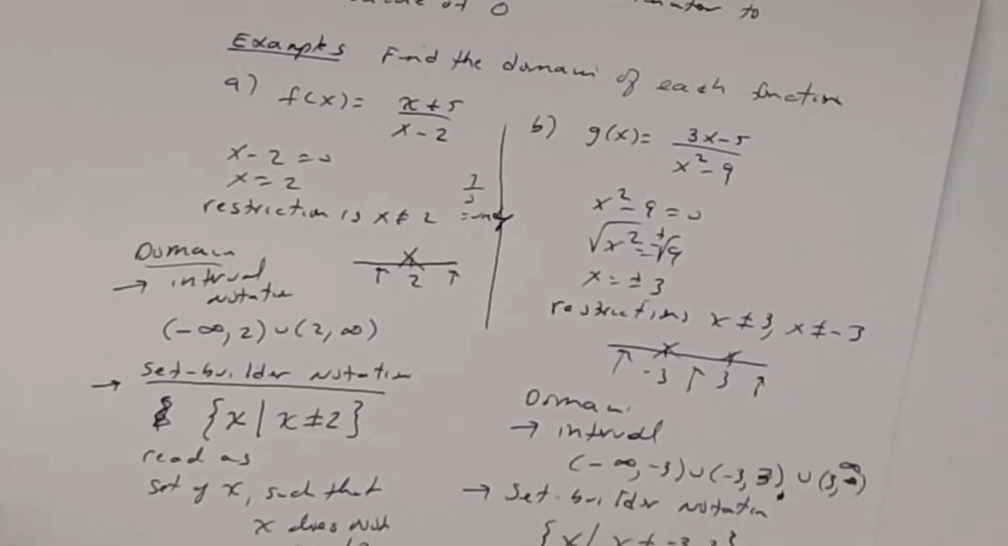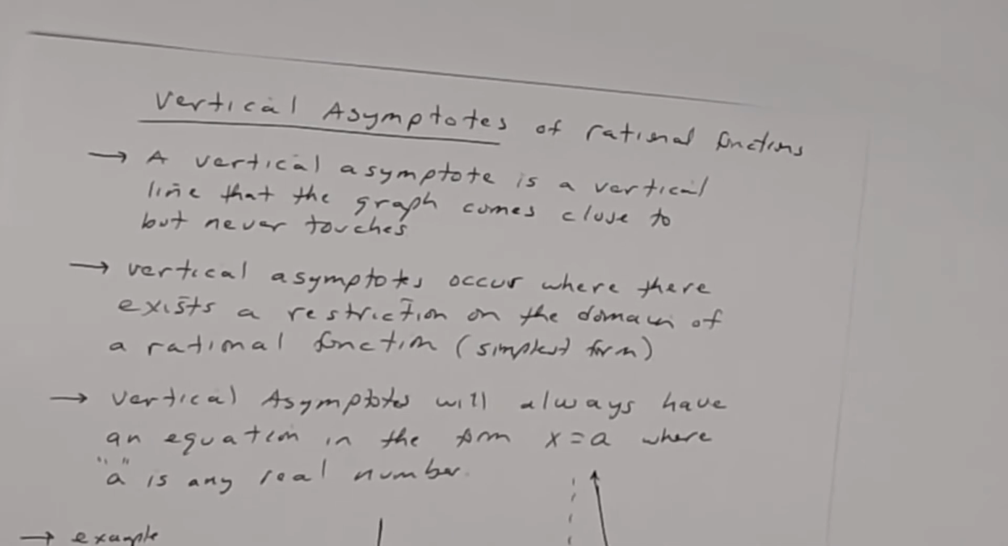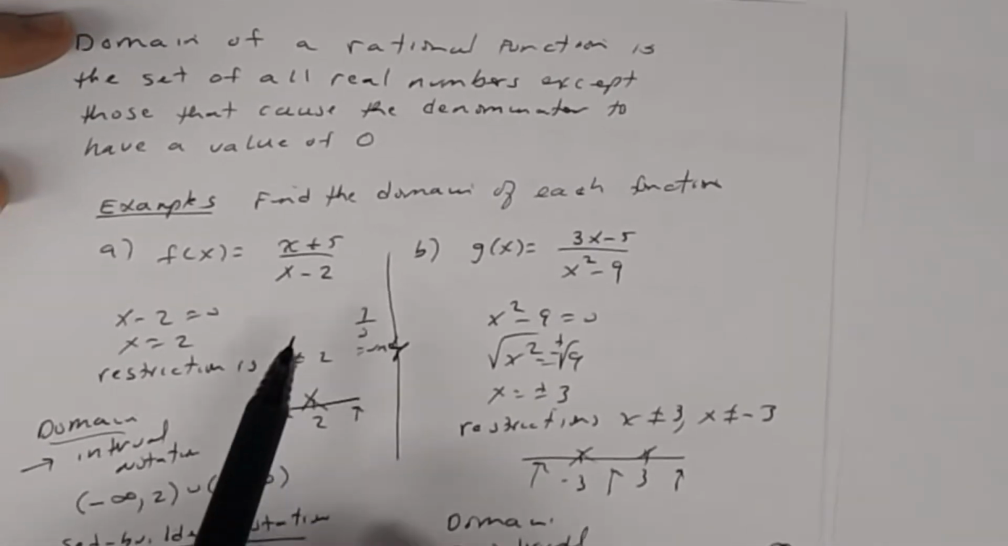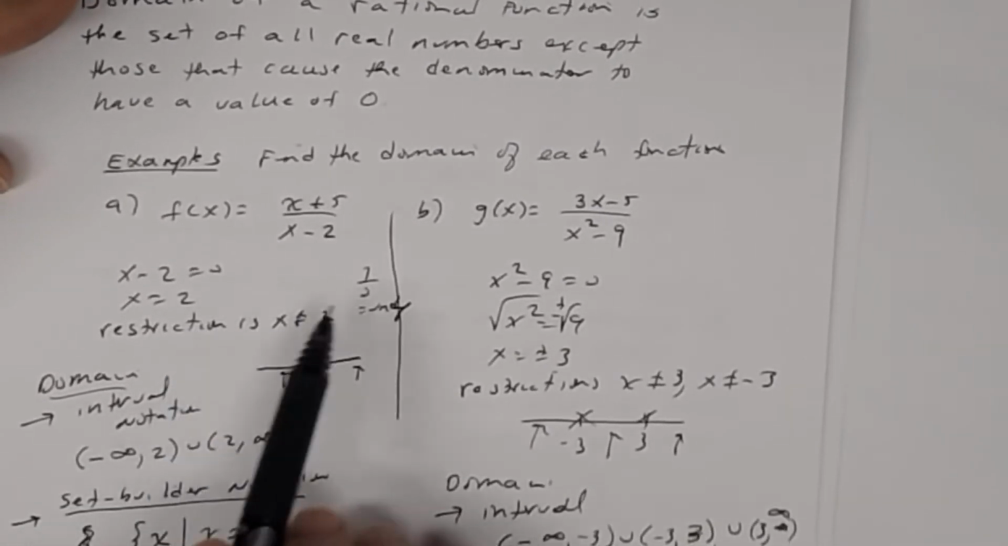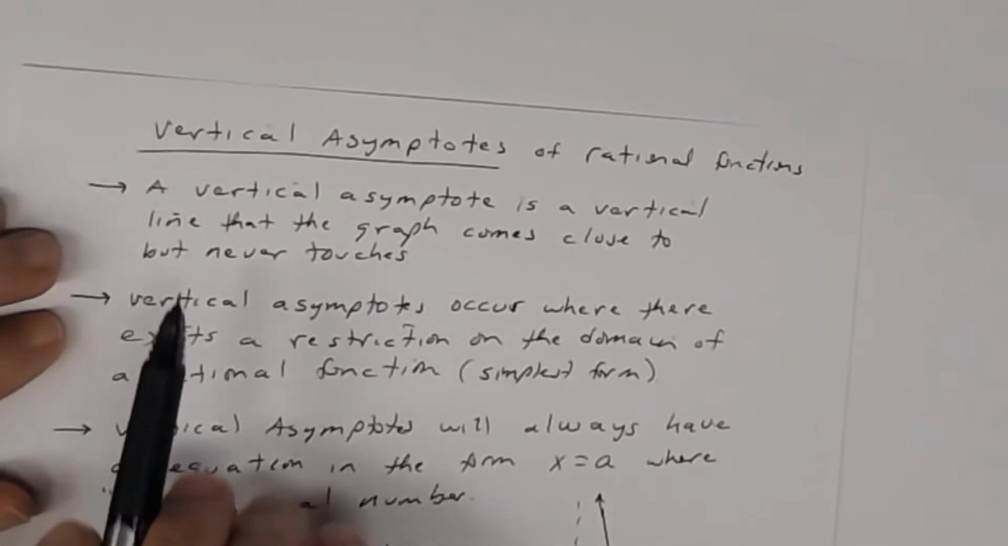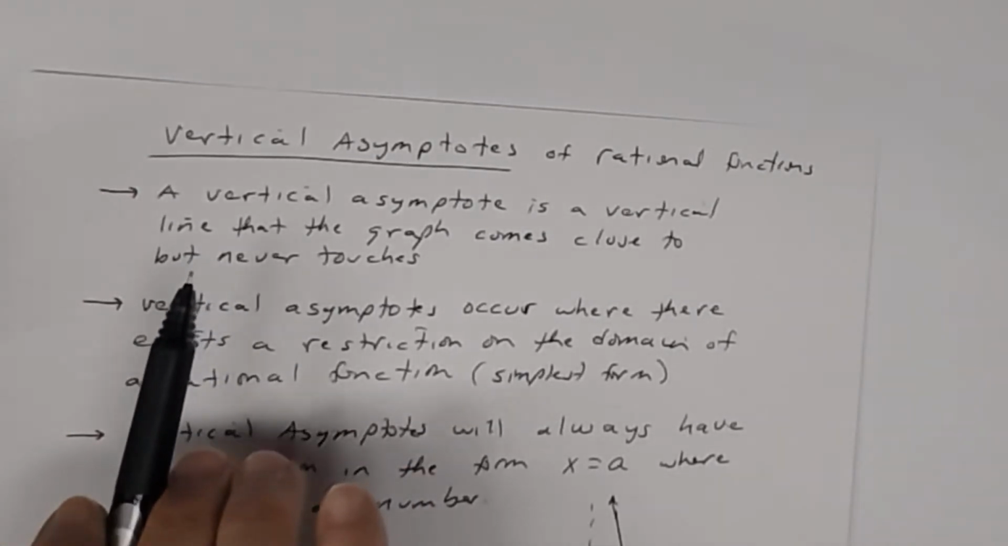Okay, now let's look at this idea. So we talked about domain, we reviewed domain. Now let's talk about vertical asymptotes. There is a relationship between the restrictions that you found and a vertical asymptote. All right, so let's go to the first thing, and then we're going to go over some of this.